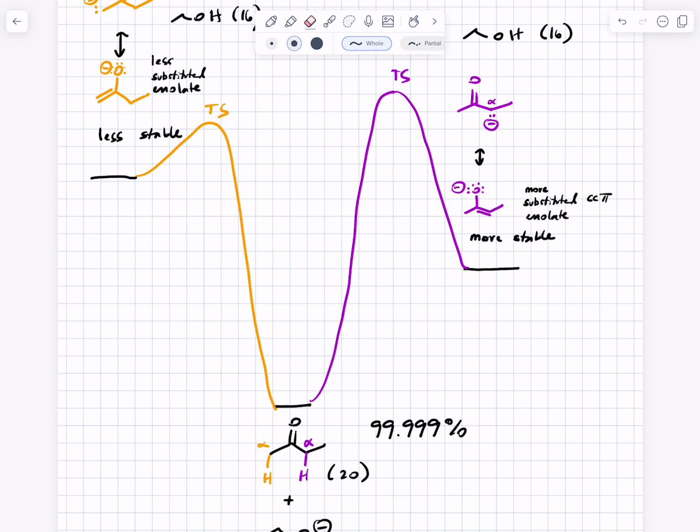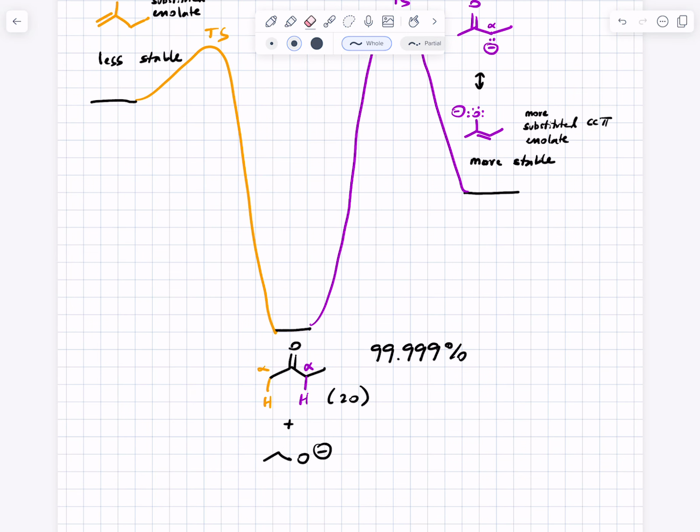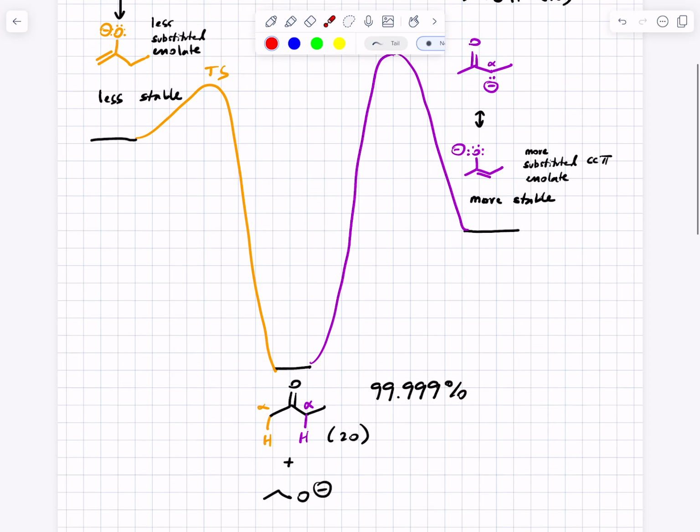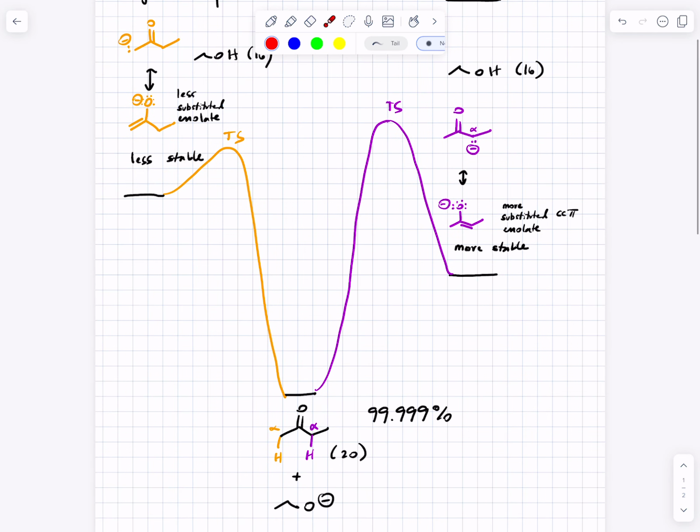And we noted that if you use a weak base like ethoxide, where the pKa of the corresponding conjugate acid is around 16, you don't expect very much enolate to form, but you can get enough to do chemistry. And the question is, of the two possible enolates, which forms in larger amounts? And the answer is the more stable one. And we talked about how the more stable enolate is the more substituted one.